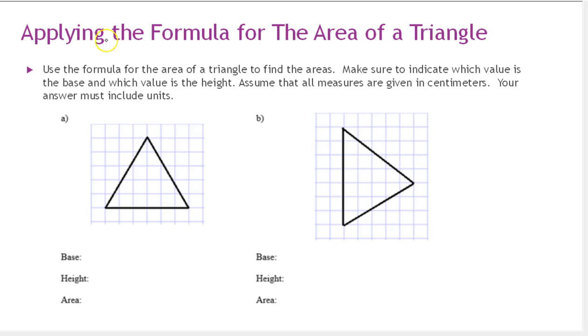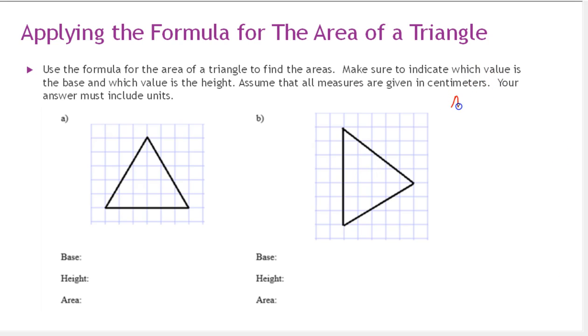In this video, we're going to apply the formula for the area of a triangle. Use the formula for the area of a triangle to find the areas. Make sure to indicate which value is the base and which value is the height. Assume that all measures are given in centimeters and your answer must include units.